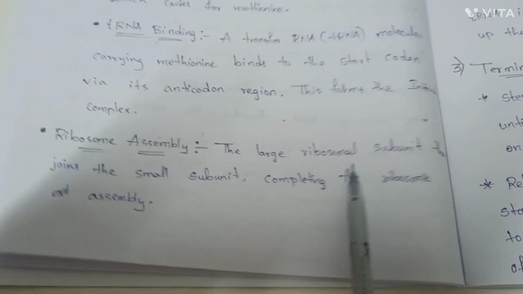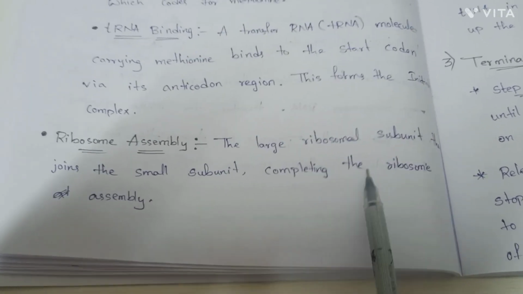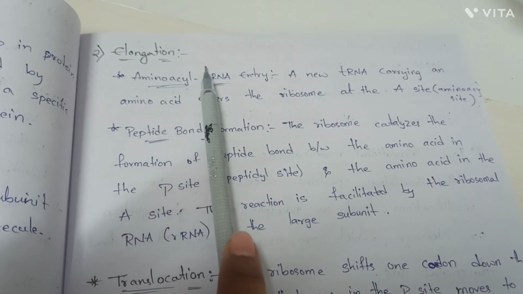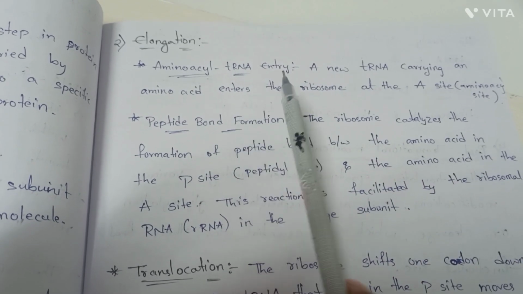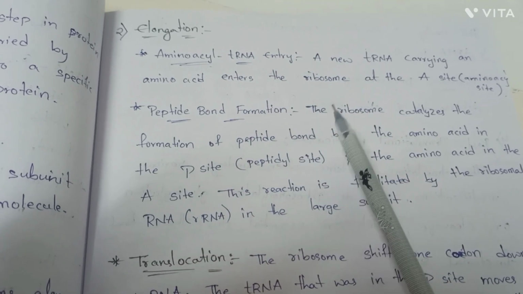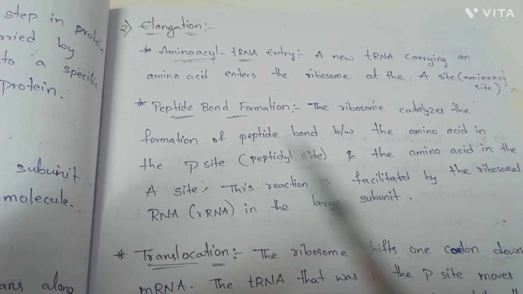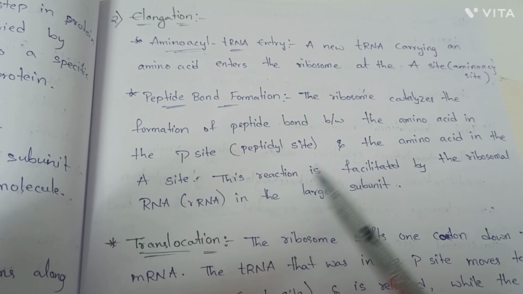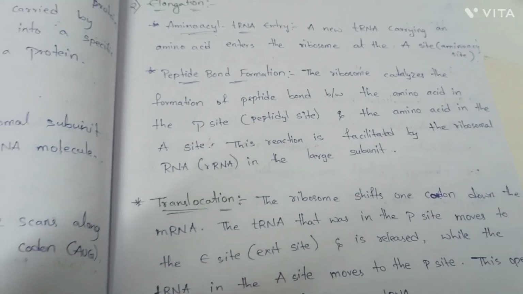Ribosome assembly. The large ribosomal subunit then joins the small subunit, completing the ribosome assembly. Second step, elongation. Amino acid tRNA entry. A new tRNA carrying an amino acid enters the ribosome at the A site. Peptide bond formation. The ribosome catalyzes the formation of a peptide bond between the amino acid in the P site, peptidyl site, and the amino acid in the A site. This reaction is facilitated by the ribosomal RNA in the large subunit.